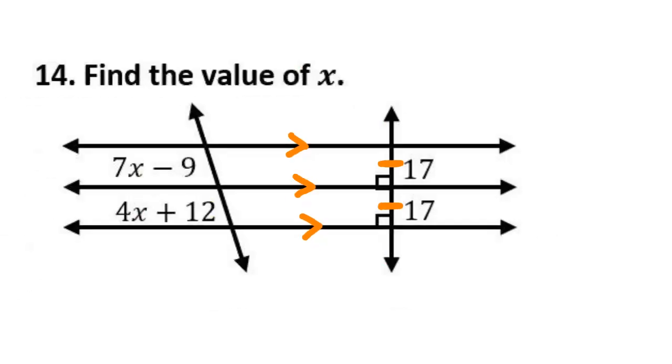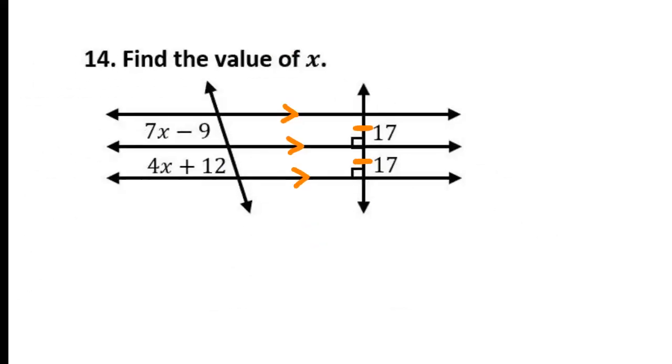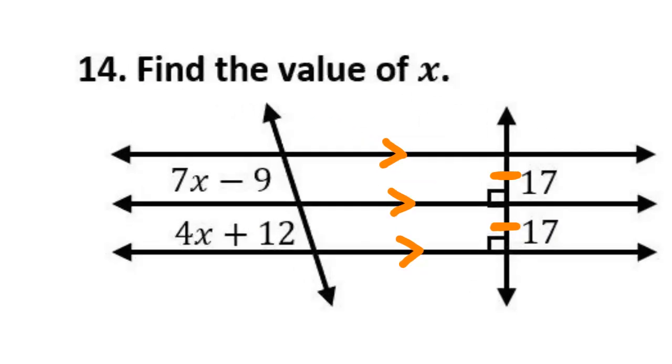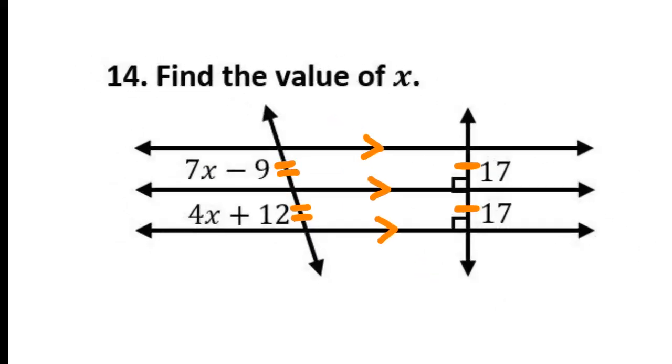If I have two segments that are the same size and they are perpendicular to my lines, then those lines have to be parallel. Because these two segments are congruent and my lines are parallel, that means that the opposite side is also congruent. So what do we do with things that are congruent?